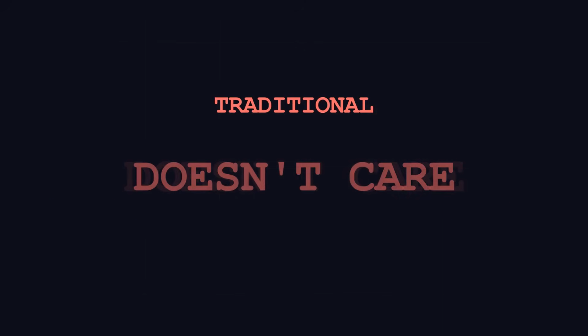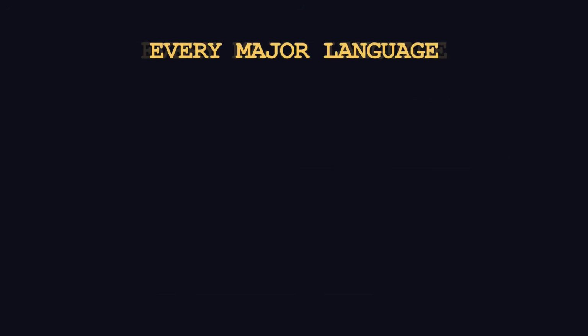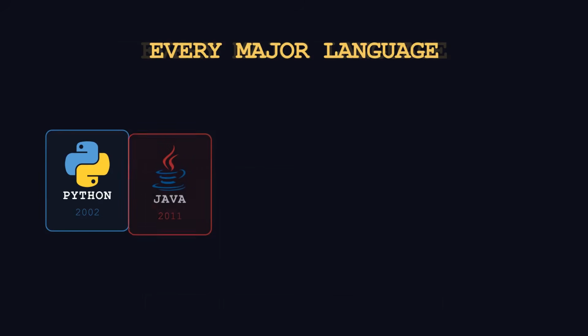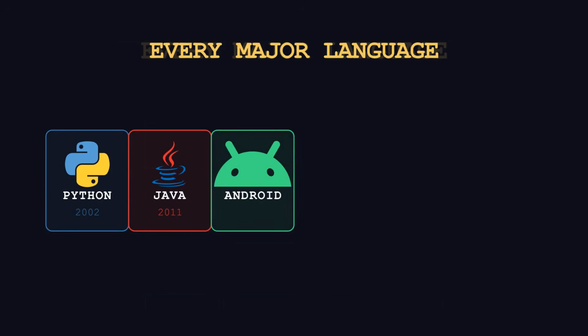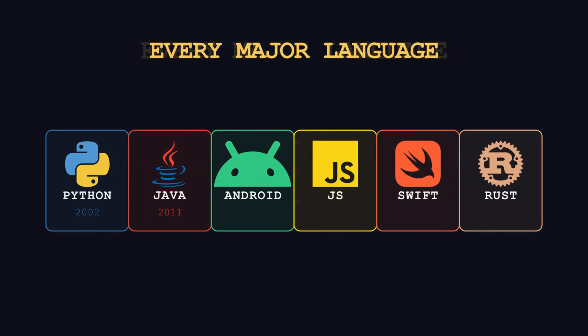A traditional algorithm doesn't care. Quicksort treats a nearly sorted array the same as a shuffled one. Worse, actually. This is why every major language adopted it. Python in 2002, Java in 2011, Android, JavaScript, Swift, Rust's stable sort.